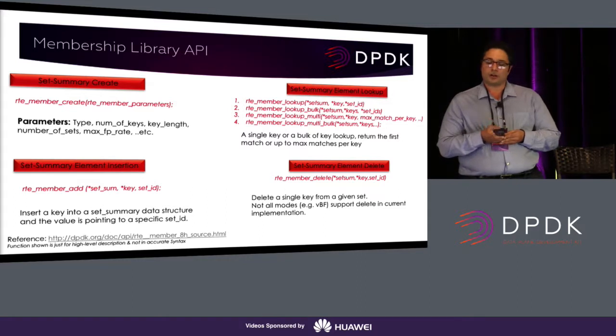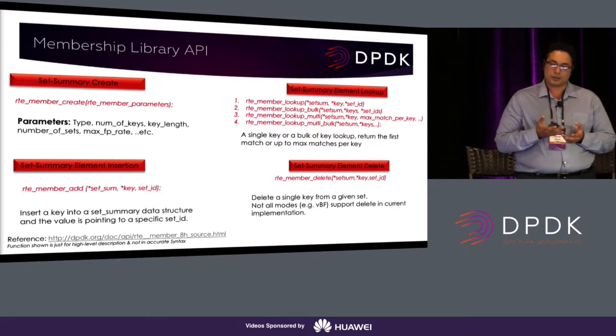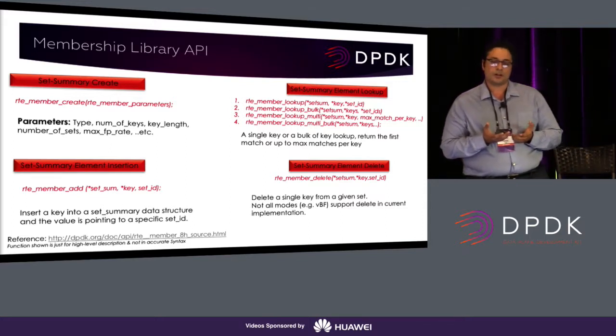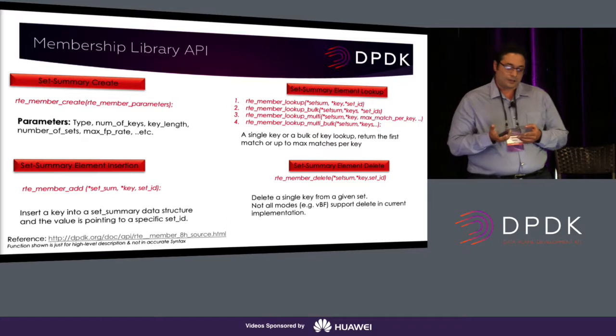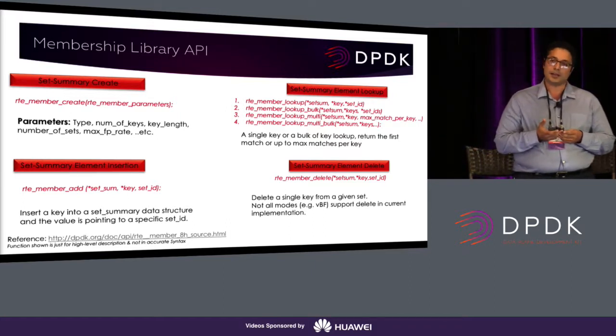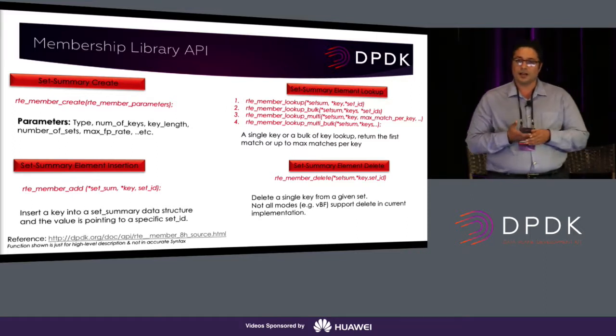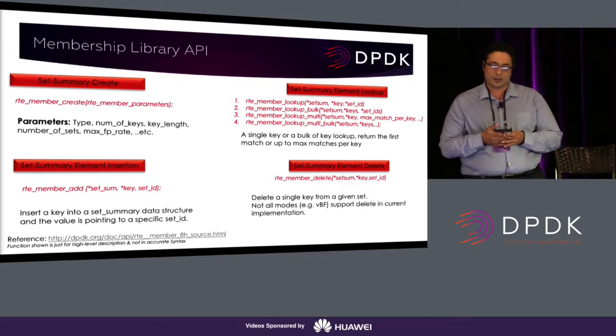You have a bunch of lookup functions, whether it is a single lookup for a single element, or a bulk lookup for a set of flows or keys. And you have two flavors of the lookup function, one that will return the first match versus one that will return all the matches in all your sets. And also you have an API to delete keys. I mean, very easy API, very similar to any table, to insert, delete, and create elements and insert it in this summary.